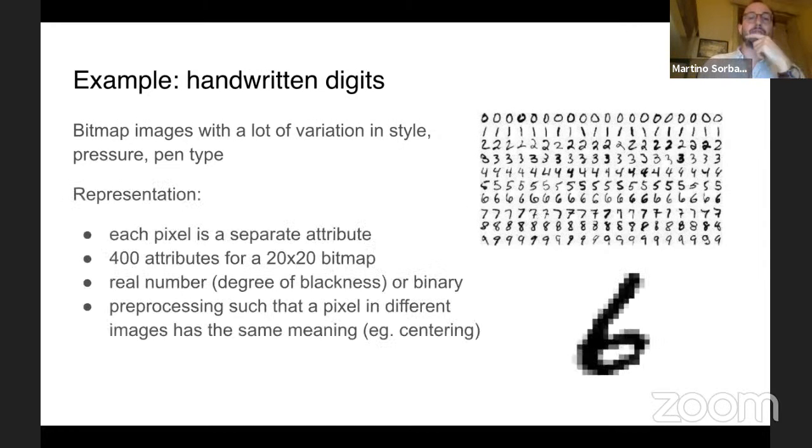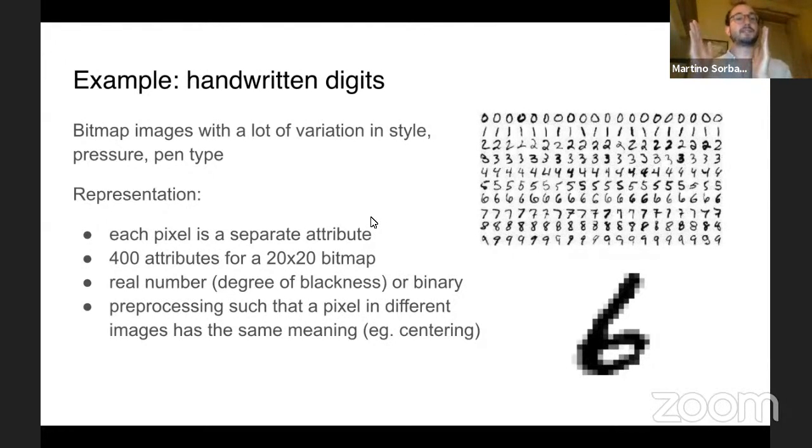Now, the problem of the pixel representation is that each pixel is a separate attribute. So again, this is a bunch of numbers. For example, 400 features. I'm going to use the word features to talk about the dimensionality of the input of every single input, of every single data point. In this case, if we have a 20 by 20 image, then it's going to be 400 features or attributes, which are real numbers.